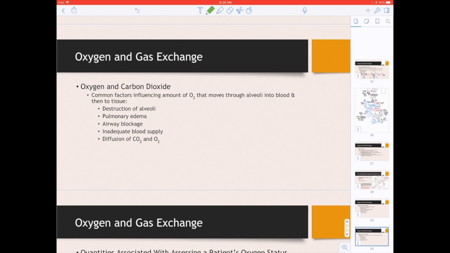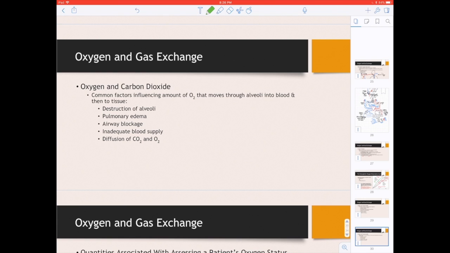Some common factors that you will encounter, some physiological factors that really influence the amount of oxygen that's able to move through the alveoli and into the blood and onto tissue. Of course, destruction of alveoli is going to influence the amount of oxygen that's able to move through the alveoli, right? Form equals function. So if the form of the alveoli is destroyed, then the function of the alveoli is not going to be very good. Pulmonary edema, again, if you have some sort of blockage in that area, then you're not going to be able to transport oxygen properly.